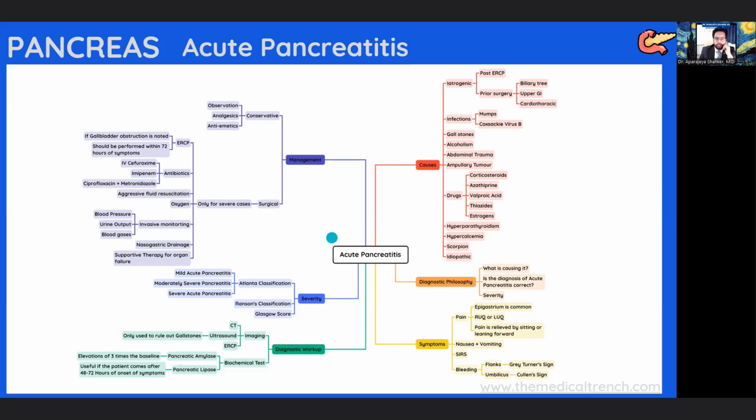So you have this thing called the diagnostic philosophy. The diagnostic philosophy sounds like a very big term, but it's not.